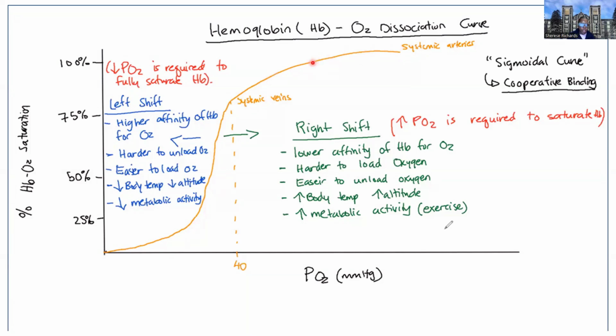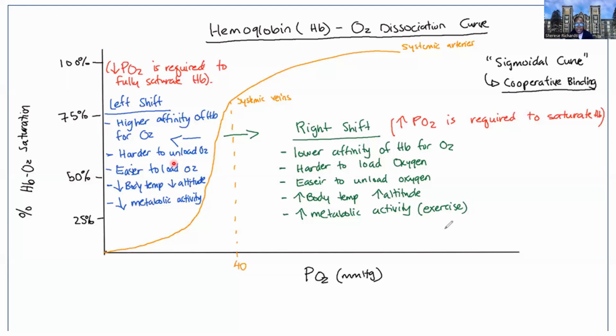Now we can think about our curve shifting to the right or shifting to the left, which makes it either easier or harder to unload that oxygen in our tissues, depending upon the attraction, the affinity between oxygen and hemoglobin. So if we were to shift our curve to the left, for example, this is where we have a higher affinity, higher attraction between oxygen and hemoglobin. Therefore, it's harder to unload or offload that oxygen, but it's easier to load it onto the hemoglobin.